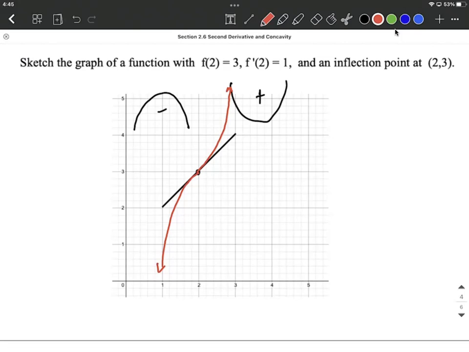Hope this helps out as you're working on putting all these pieces of information together to get nice graphs.